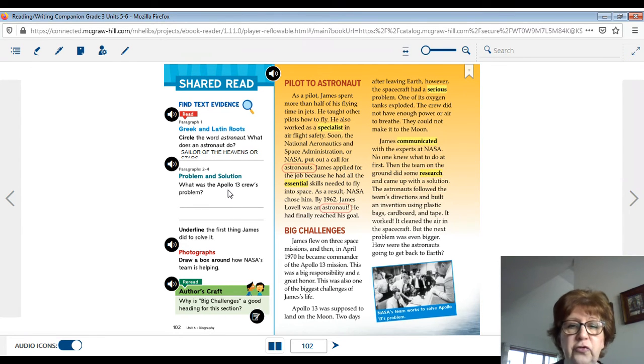So, problem and solution. Problem and solution is a text structure. A text structure is how the author chooses to write the book or the story to tell what's going on. Many, many stories have problems and solutions, so that's what this author has chosen to do. He's telling you the problem that they have and how they solve it.